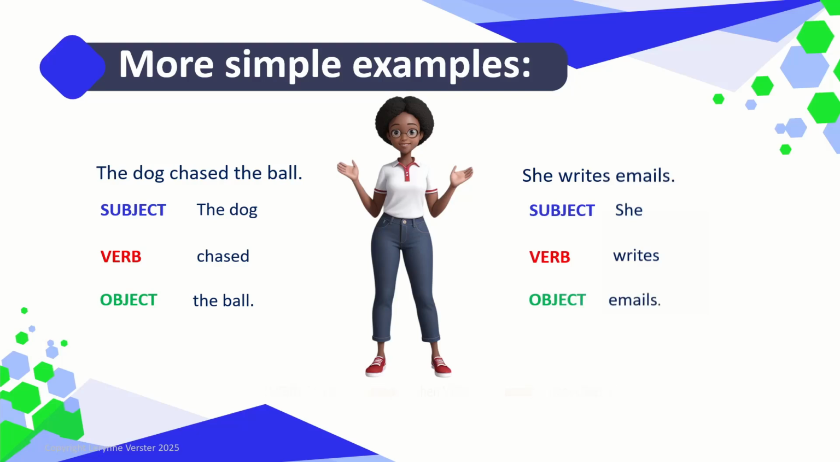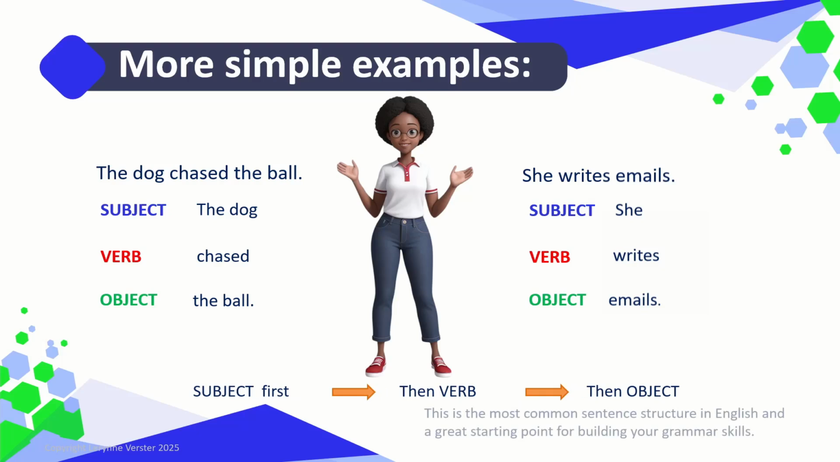Most English sentences follow a specific order. Subject, verb, object. Notice how the subject comes first, followed by the verb, and then the object. This is the most common sentence structure in English, and it's a great starting point for building your grammar skills.